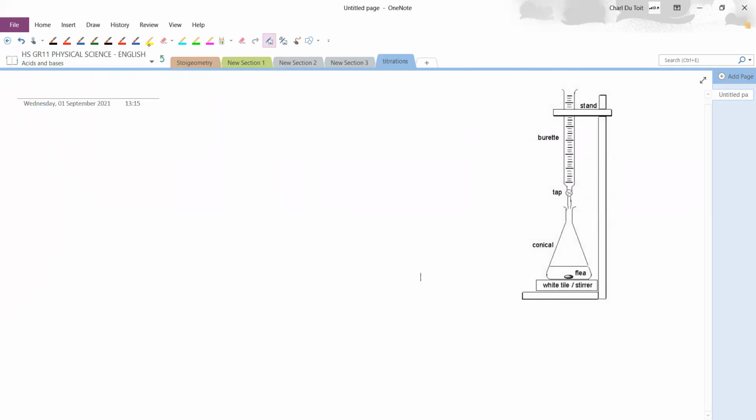You can either make up an acid or make up a base, or titrate a base on an acid or an acid on a base. So you take an Erlenmeyer flask or a conical flask, and let's say you put a base in there. Don't worry about the flea in there, it's not a real flea. It's a little magnet that spins, so it stirs the container automatically. Let's say we've put a base in there.